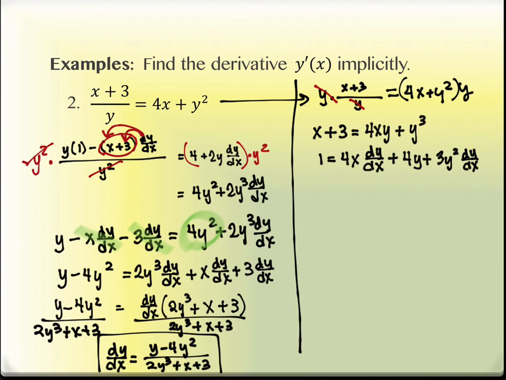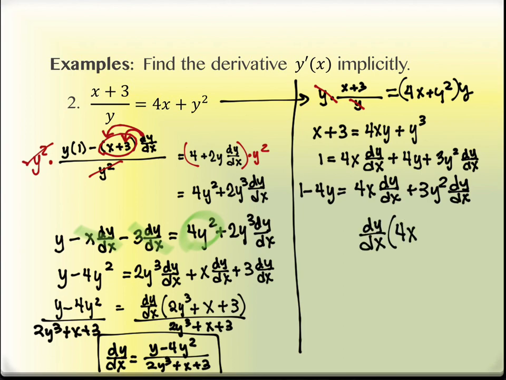Now, I do have the dy dx on the same side, but there is a piece that doesn't have a dy dx with it, right? That piece has to move. So that 4y that's on the right has to move to the left before I can do anything else. So 1 minus 4y equals 4x dy dx plus 3y squared dy dx. And now these both do have the dy dx in them, so I can factor that out. So this is 4x plus 3y squared. And we will be dividing by 4x plus 3y squared.